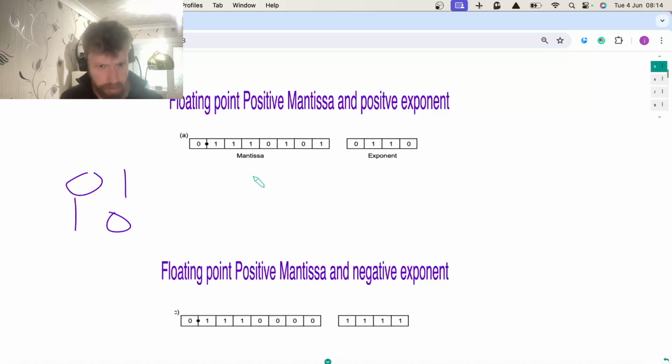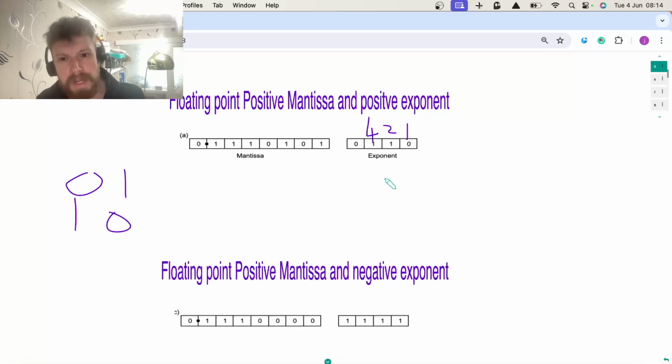So how does this work then? Step 1 is to convert the exponent. So we're going to put 1, 2, 4. I could put that there, but it's irrelevant. 6. That tells us that we're going to be moving the decimal point 6 places. The number's got to get bigger. So we're going to go 1, 2, 3, 4, 5, 6.